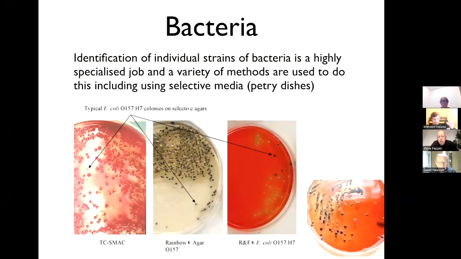Identification of individual strains of bacteria is a highly specialized job, and a variety of methods are used to do this, including things like selective media on petri dishes. So you've got your normal bog standard blood agar, which will grow all sorts of bacteria. Then you've got other ones which will help you grow things like E. coli, etc.